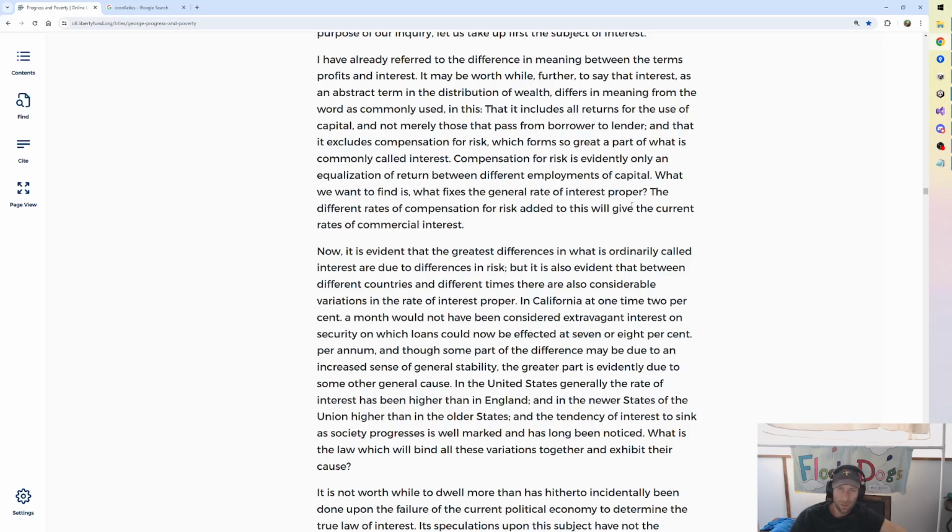Anyway, we'll continue. What we want to find is what fixes the general rate of interest proper. The different rates of compensation for risk added to this will give the current rates of commercial interest. So we get the rate proper, and then what people commonly talk about as interest, which isn't exactly what we mean, includes that fundamental general rate of interest proper, with a tacked-on bit for the compensation for risk.